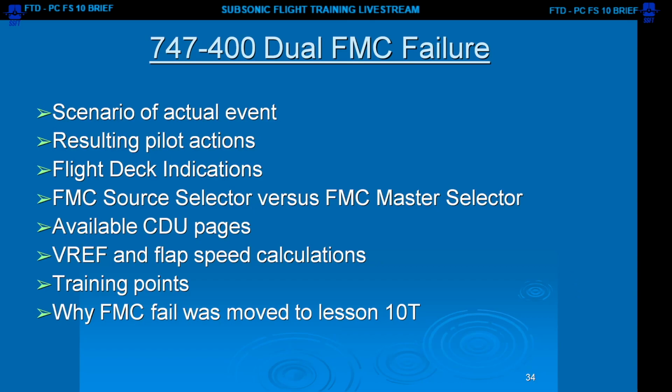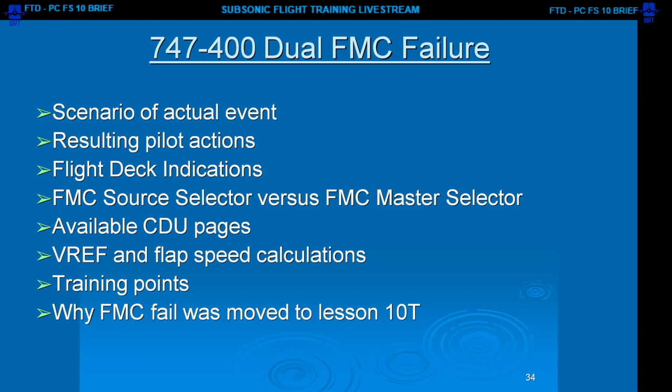So with a dual FMC failure, there is a scenario of an actual event that occurred. I don't know who it was or when it happened. It was a 747-400, I know that. And the resulting pilot actions that happened as a result of the dual FMC failure. The flight deck indications that you have with the dual FMC failure. The difference between the FMC source select, the instrument source select switch, versus the FMC master selector. The available CDU pages that you have when you lose both FMCs.